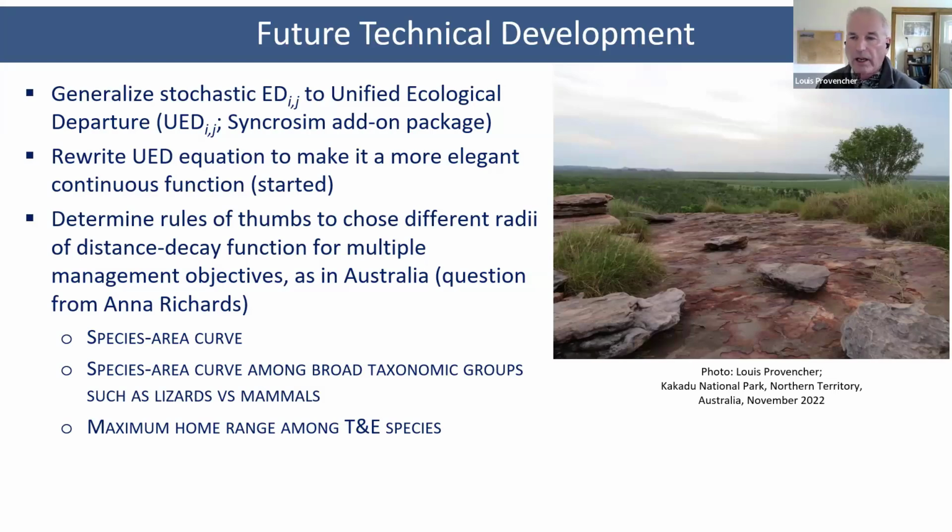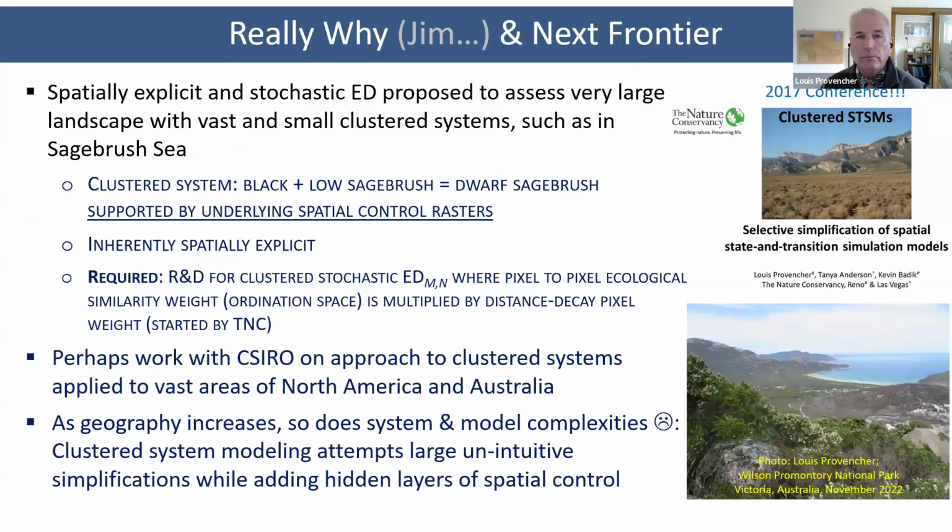Because Anna suggested it, I have a photo here of Kakadu National Park in the Northern Territory of Australia. And you can also have species area curves among broad taxonomy groups like lizards and mammals, because you often have species area curve data for mammals, lizards, birds, but you don't have it for fungi, for example. But this is kind of, if you have biodiversity objectives like they do have in Australia, it's mandated. Or you can use the maximum home range among several T&E species, or you're just going to have to think about it. We just started this, so we know what we want, but we don't know what other people want. And this is all experimental.